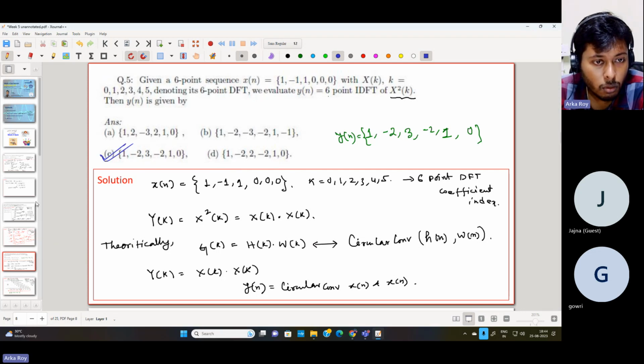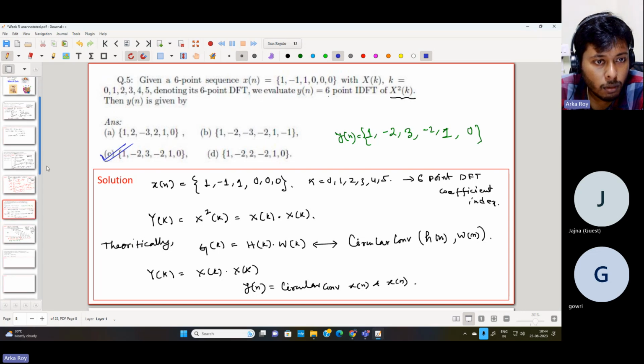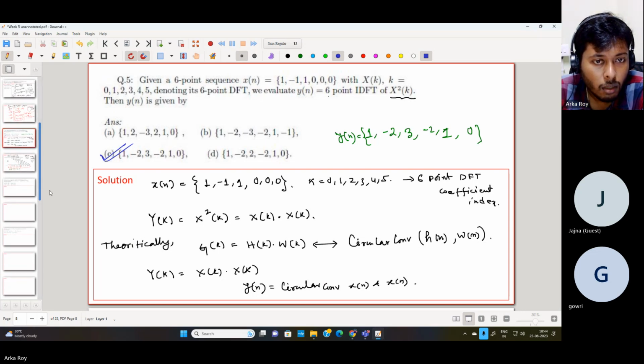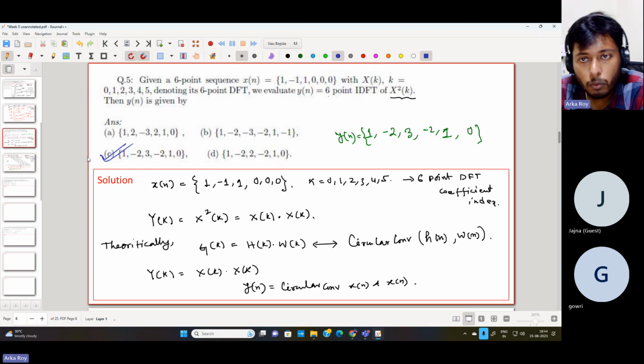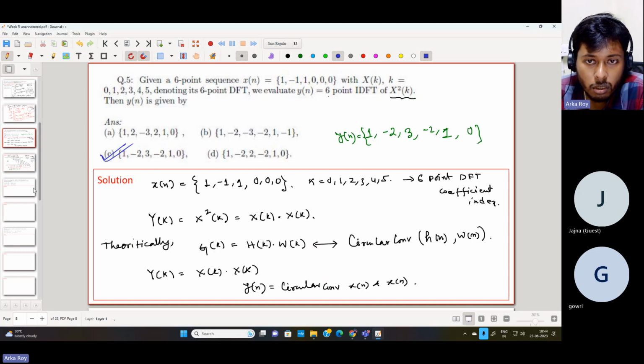Okay. So we have solved this question, which was basically dealing with the circular convolution. So in the DFT domain, if we have been given the multiplication or dot product of two signals, when we take the inverse DFT, we'll get back the circular convolution between the two signals. That is basically given in the question.